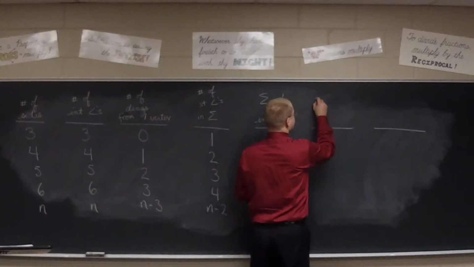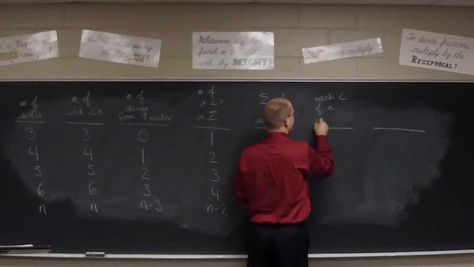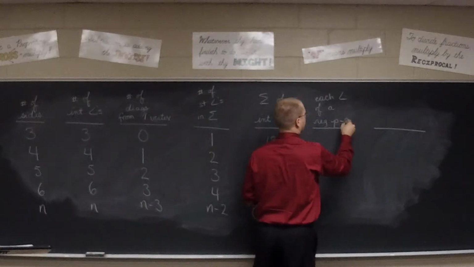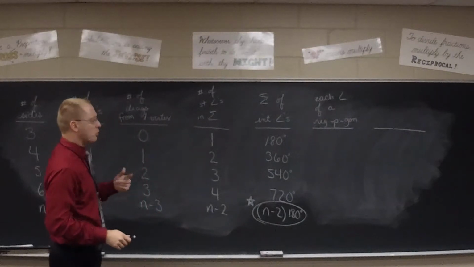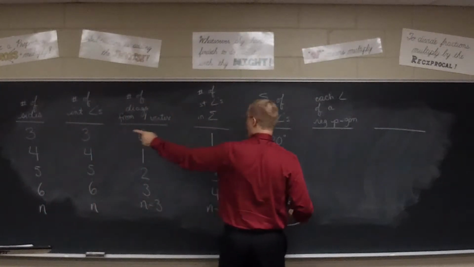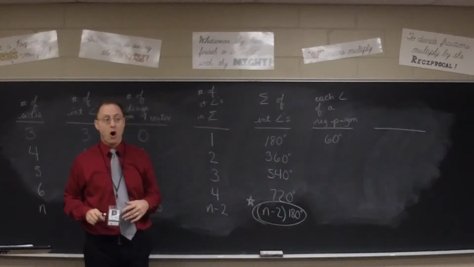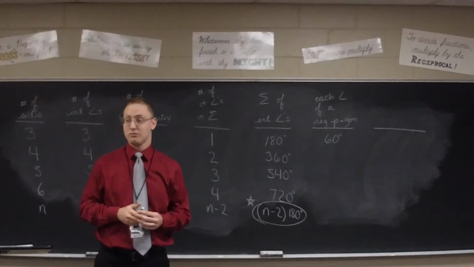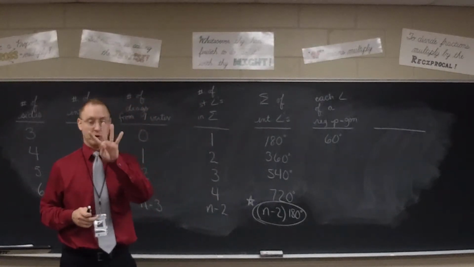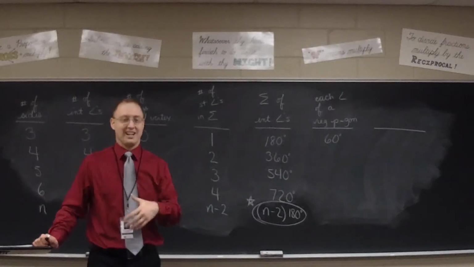How about this? Each angle of a regular polygon. If we want to find each angle of a regular polygon, well, we said for a triangle, 3 sides, that's going to be 60 degrees. We said our regular quadrilateral, a regular polygon of 4 sides. What do we call it? What would Chloe call it? Square, right? It's a square.